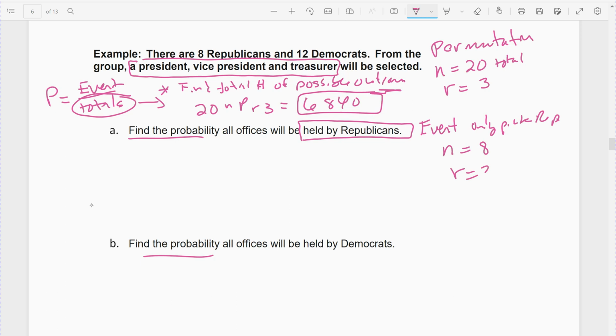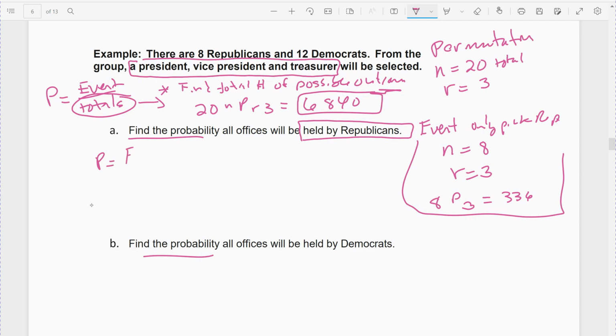I'm still going to pick 3 because there's 3 positions to fill out. But my group that I'm selecting from is now only 8, right? Because I'm not picking out of everybody. I'm only picking the Republican group. And so this would be a permutation 8 choose 3 would be my event, which is 336. All right, so that's the event.